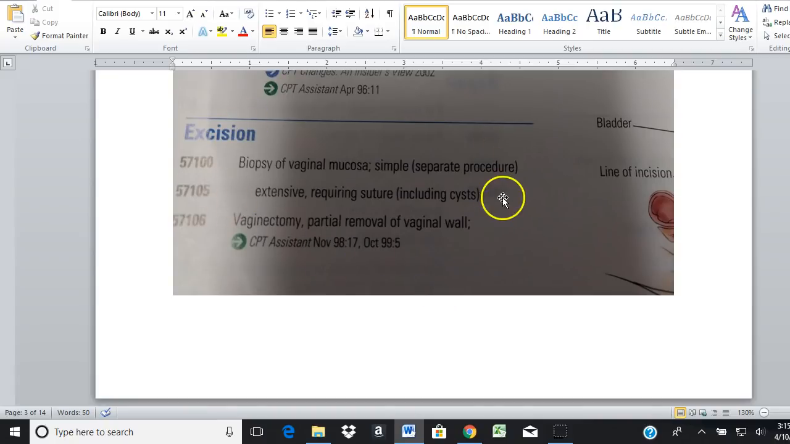Again, we can do biopsies. So again, we're going to see these simple and extensive or simple and complete. And so again, be careful. How is the provider describing this? Are they describing that it's much more extensive than they thought? In this case, it's not only extensive for 57105, it also requires sutures. So again, that's one of the other big differences. Versus a regular biopsy of the vaginal mucosa, we shouldn't have to do any sutures.